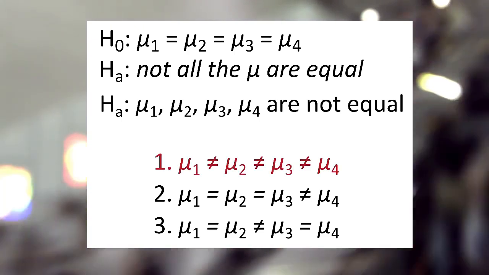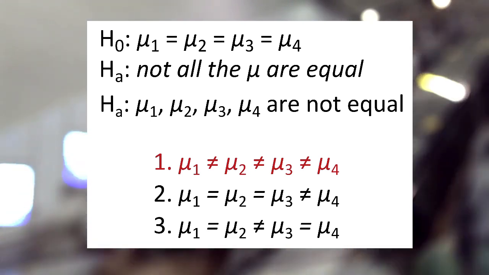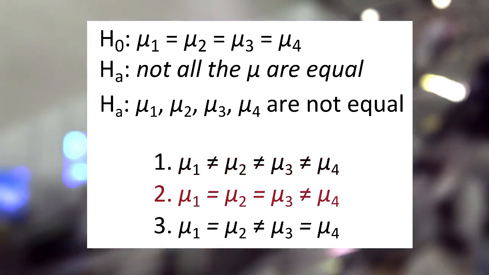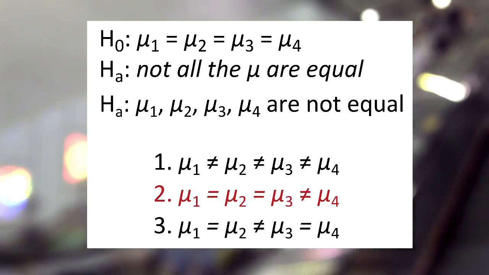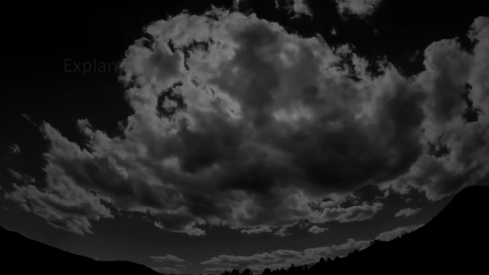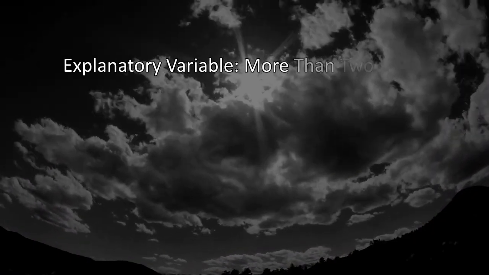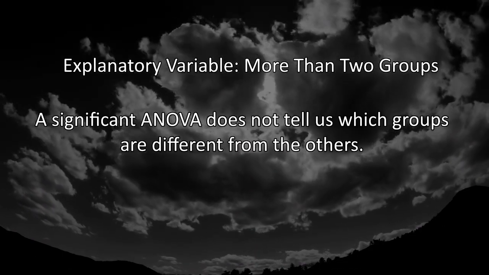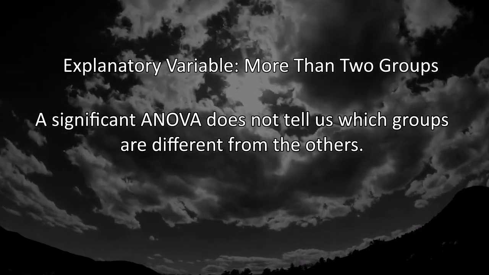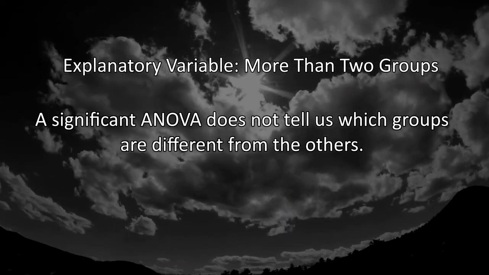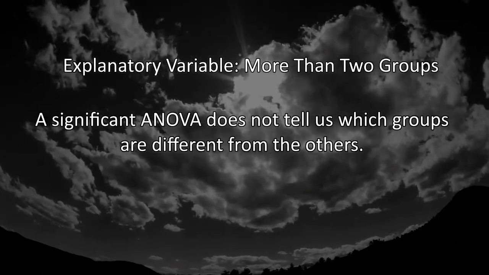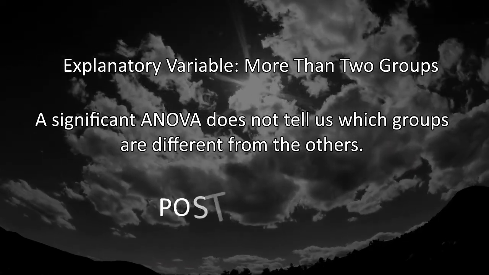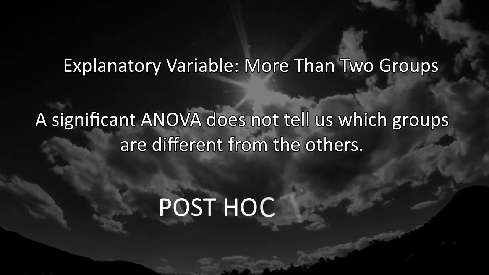Having each of them not equal to the other is just one of them. Another way could be that only two of the populations are not equal to one another. In the case where the explanatory variable represents more than two groups, a significant ANOVA does not tell us which groups are different from the others. To determine which groups are different from the others, we would need to perform a post hoc test.